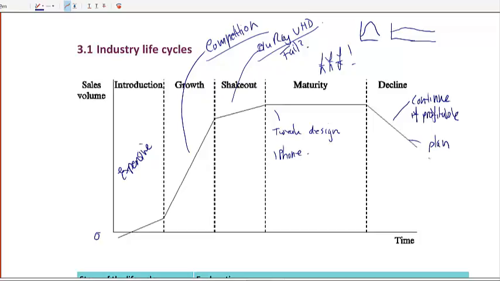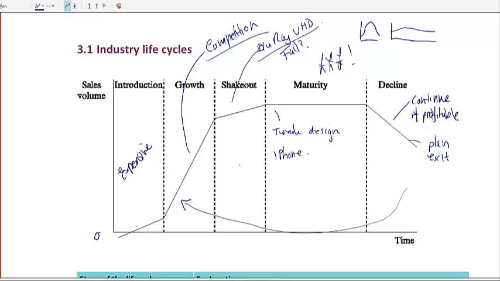So we want to be careful because if all of our product mix is in decline, what we need to do is start thinking about new ideas, new things we can bring to the market that are still in the growth stage. So a healthy business might have products at all stages of this life cycle to make sure that they continue to maximise sales.